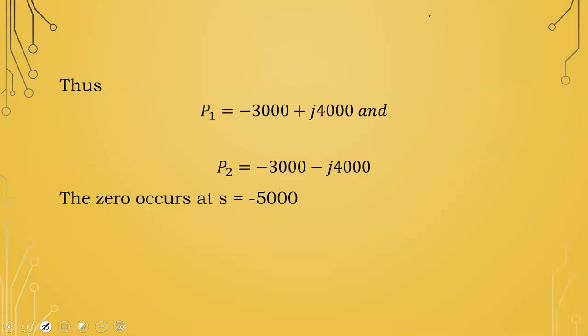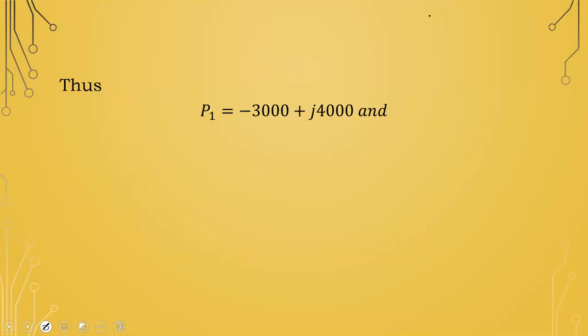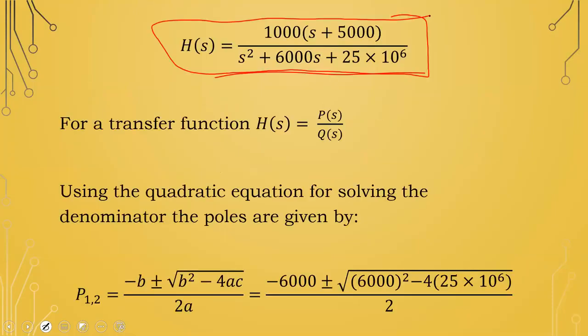Sir, when you say zero occurs at minus 5,000, sir? Go again? Why does the zero occur at minus 5,000? It's what makes the transfer function zero. All right, sir. Understood. The value of s that makes the transfer function zero. So you look at the numerator in determining that value.